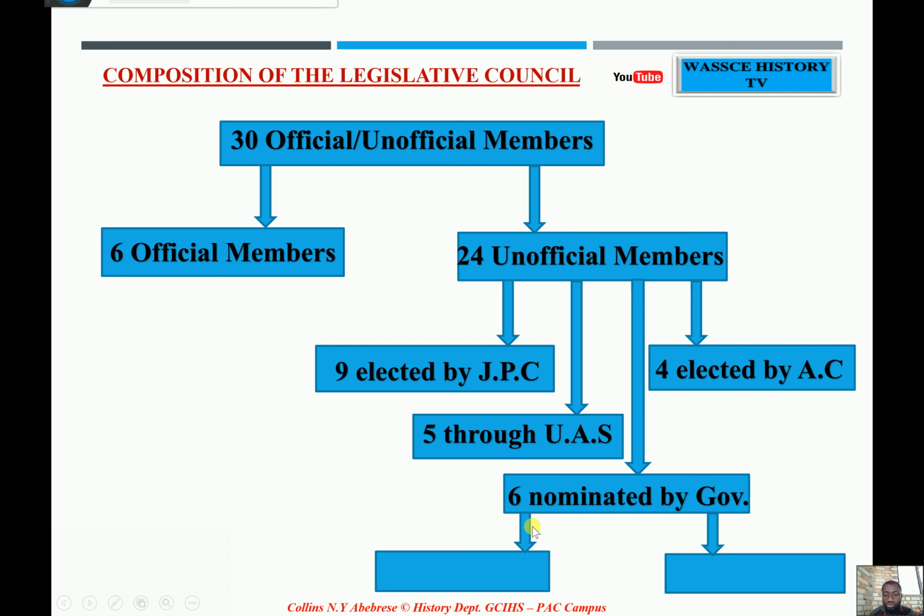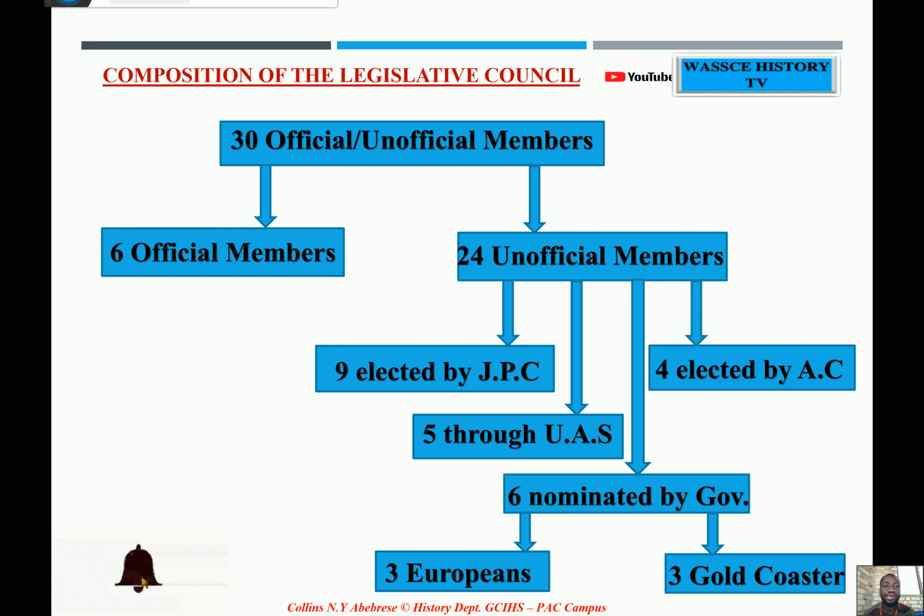And then we should also have 6 of these unofficial members who were going to be nominated by the governor. 3 of them were supposed to be Europeans, and these Europeans were going to represent the special interest. That is, the thing that the Europeans, or the British governor, was interested in. And then 3 of these nominated members are going to be Gold Coasters.